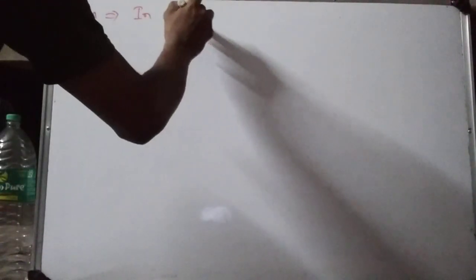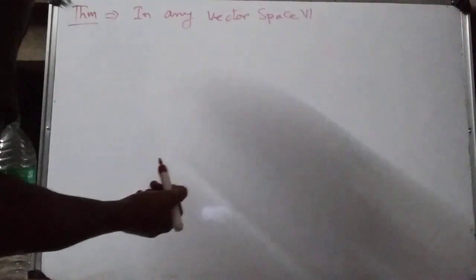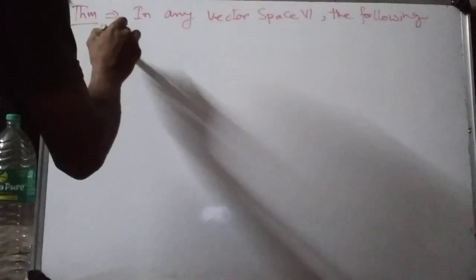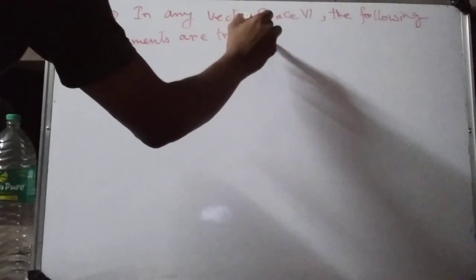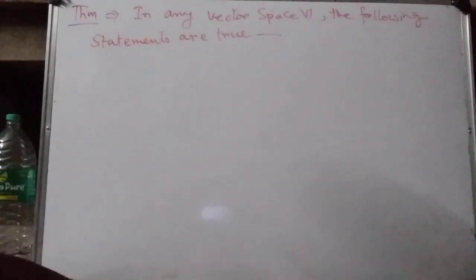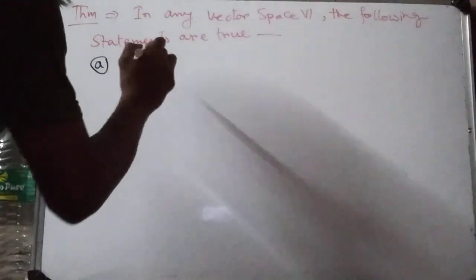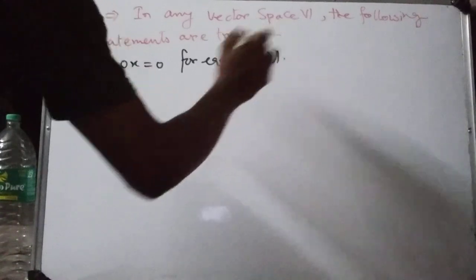In any vector space V, the following statements are true. What do we write here? First, 0x equals 0 for each x belongs to V.